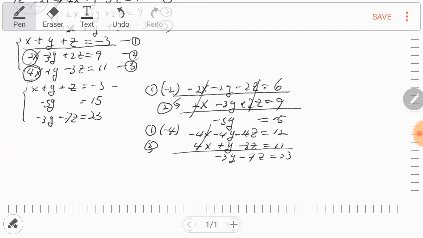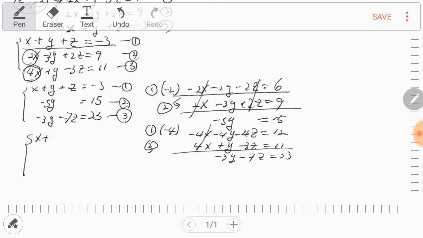Okay, so as you can see here, the first equation has not been changed, but we changed the second and third equations by eliminating the x terms. From here, the second and third equations have two variables, the y variable and the z variable. If you see the second equation, it is divisible by -5. So why don't we divide the second equation by -5?